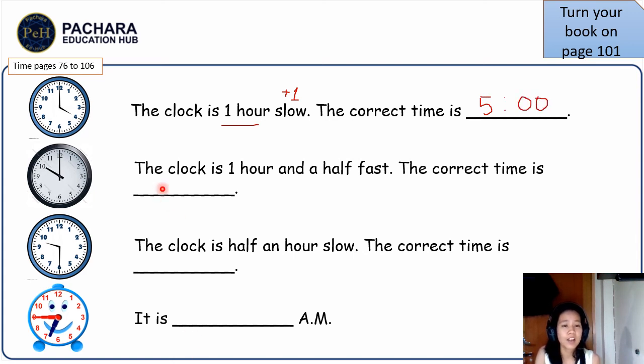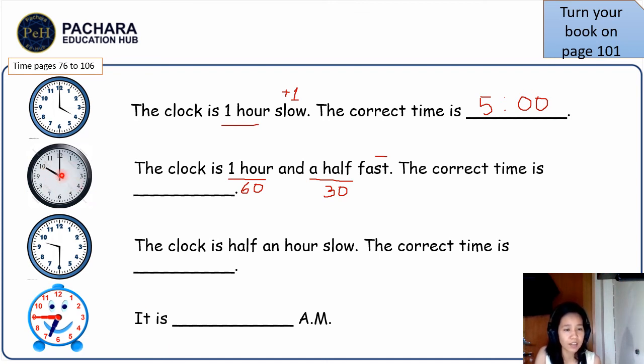Okay, next one. The clock is 1 hour and a half fast. It's too fast, meaning that's not the correct time, so we need to subtract. Good job. A half means how many minutes? In 1 hour there are 60 minutes, so half of 60 is 30. Good job. So the clock is 1 hour and 30 minutes fast. It means we need to go back.